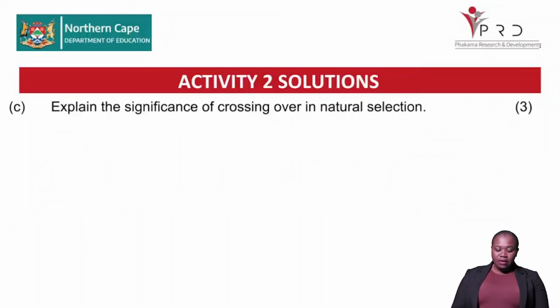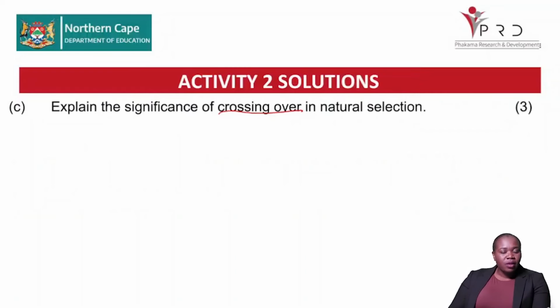C, explain the significance of crossing over in natural selection. Now, when you talk about natural selection, remember we are moving on to evolution. However, we know that genetic variation is very important in evolution. Why? Because if there's a great deal of variation, which is introduced by crossing over, then it means that we're going to have organisms that are different from each other. The organisms that show a great deal of variation, even though they are of the same species, which means that we will have those that have favorable characteristics and those that do not have the favorable characteristics. Those with the favorable characteristics would survive, while those without the favorable characteristics will not survive, they will die.